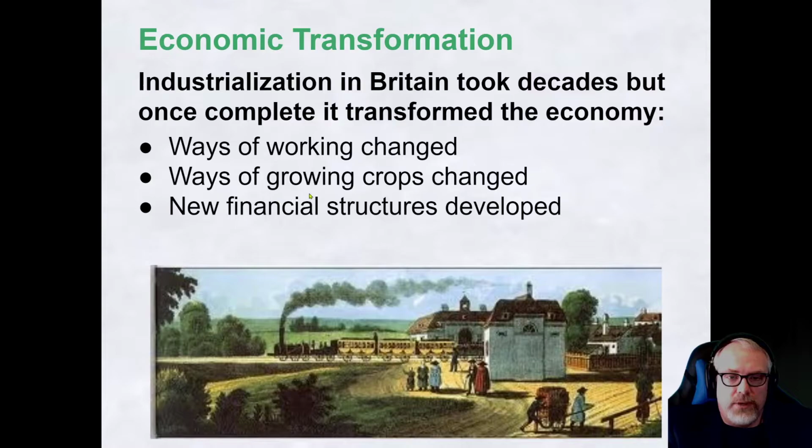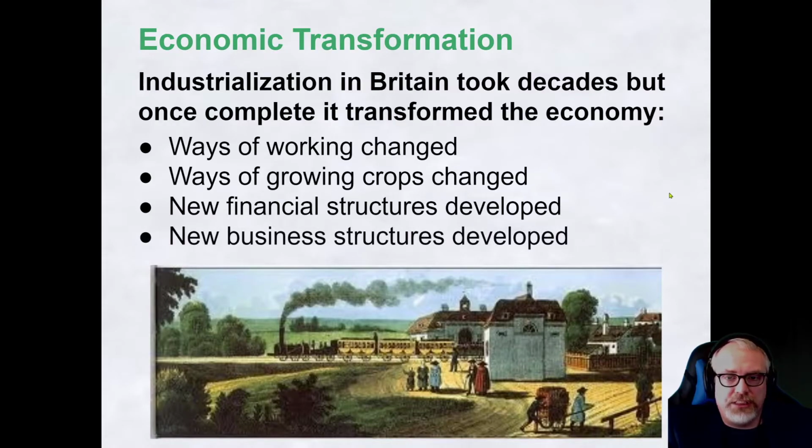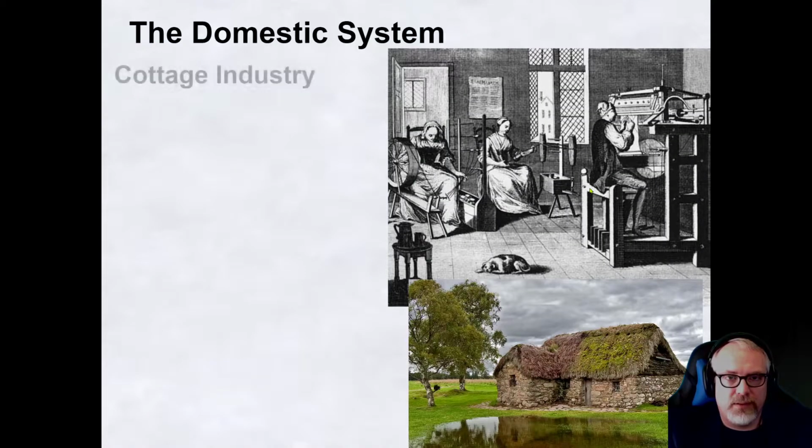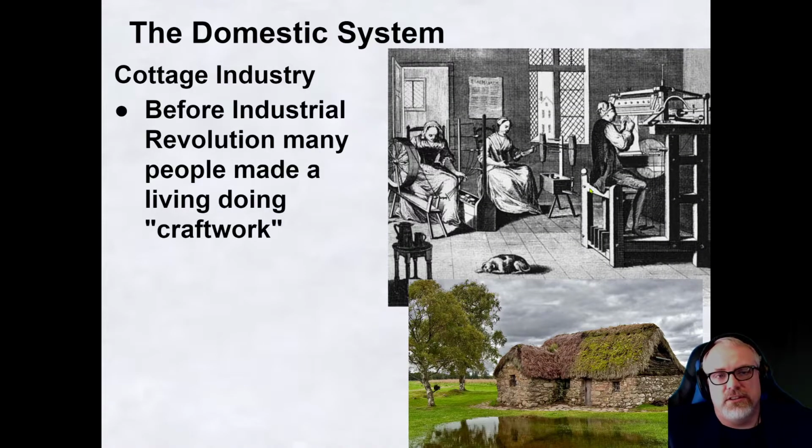It changes the way that people grow crops. You're going to have machines that do things like reap. You'll have mechanized planters, things like that. And it also changes the diet. You'll see an increase in crops like corn and potatoes. There are new financial structures and also new business structures that are developed as a result of industrialization's growth.